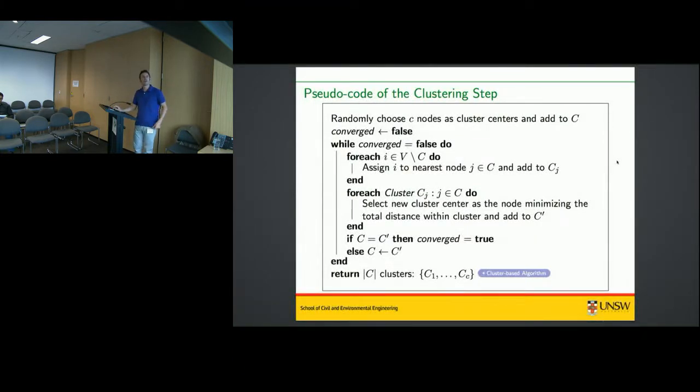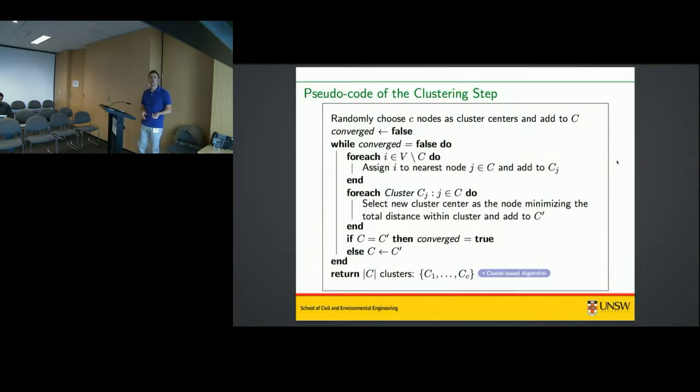Okay, so we had C, which was randomly chosen at the first iteration, and we assigned nodes to C using closest distance. Now we have looked at the new cluster centers given this assignment, and we look at whether C equals C prime. If it does, it means that the cluster centers have not moved, so therefore we have convergence.